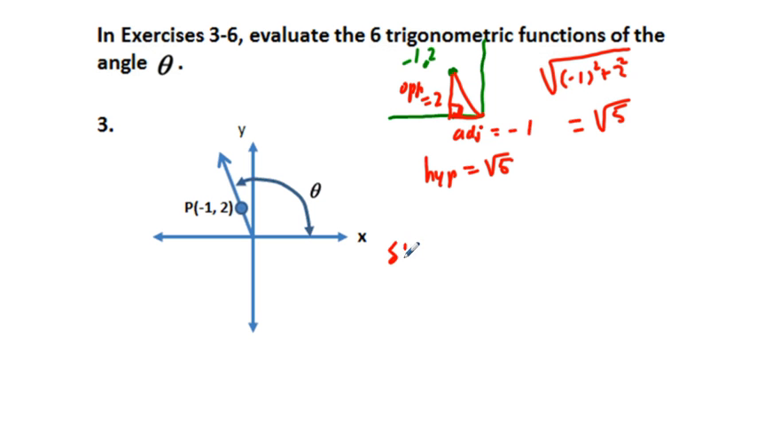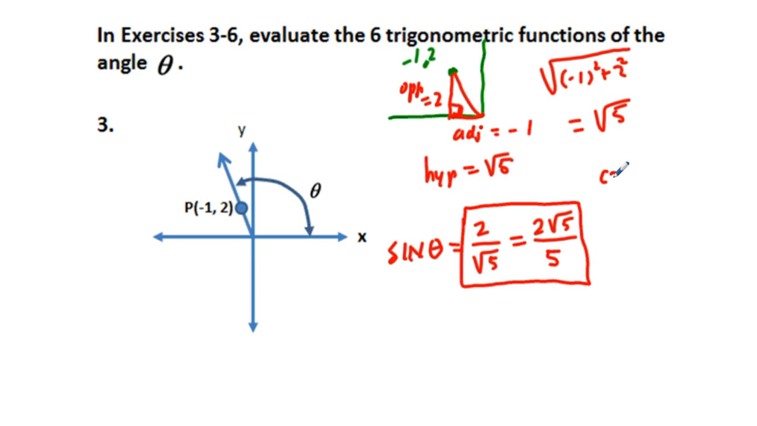So sine is going to be opposite over hypotenuse, and opposite is going to be 2 over hypotenuse, which is 2 square root of 5. If we wanted to rationalize this, multiplying numerator and denominator by square root of 5, we're going to equal 2 square root of 5 over 5. Either of these are correct answers. So I'll just box this in. So that's our sine.